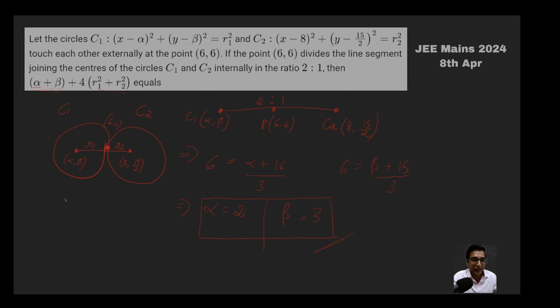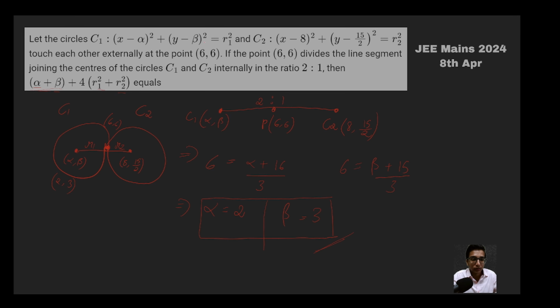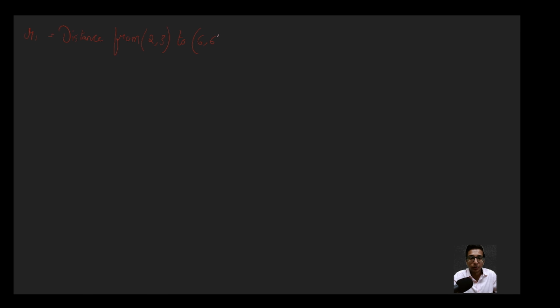Now we have to find out our radius. So this point here is (2, 3). Now let us find out the radius. Again, R1 can be said to be the distance from our center (2, 3) to (6, 6), which is our external point at which it is touching. So this is, again, by simply using the distance formula that we've studied, 6 minus 2 becomes 4 square, 16 plus 3 square, 9. So this becomes 5. Our R1 is 5.